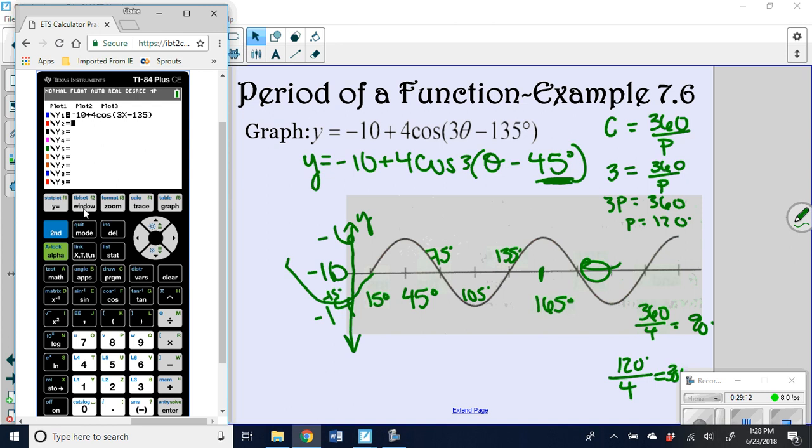And then your window, our x minimum here is -15. And our x maximum is 165. And then every tick mark was 30 degrees. And then our y minimum was -14. Our y maximum was -6. And we can leave the tick marks as every 1. And so there's the graph that it would show you. So that's how you can graph it on the calculator, if it ever asks you to do that.